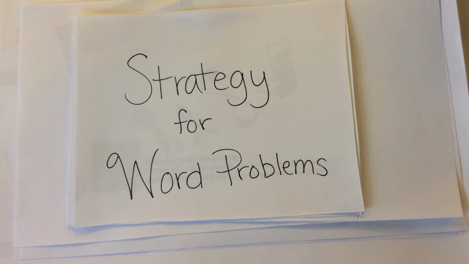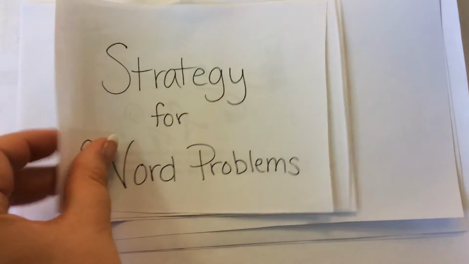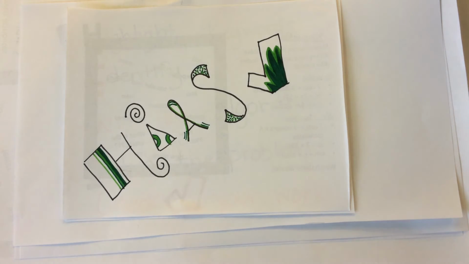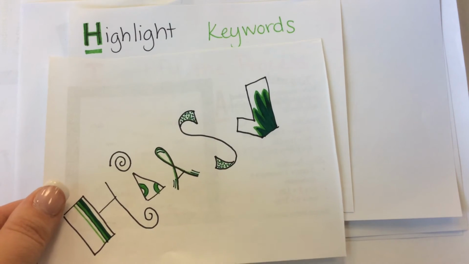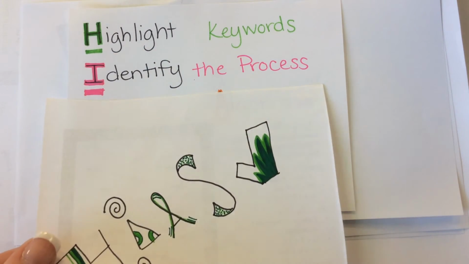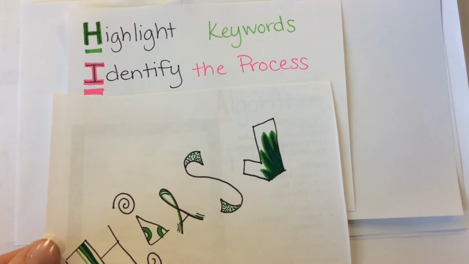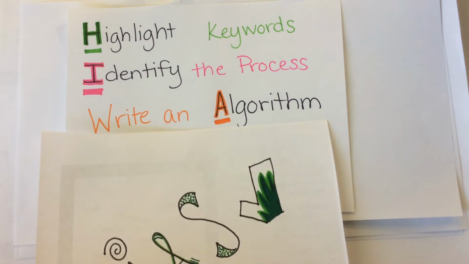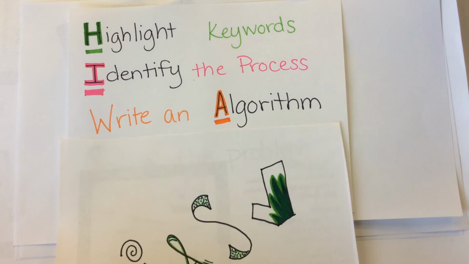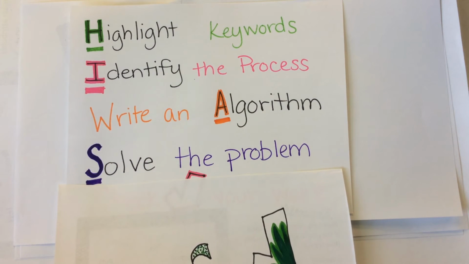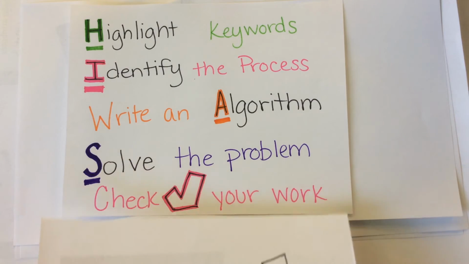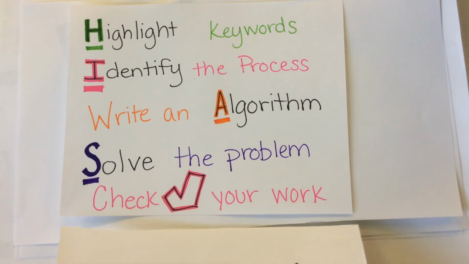This brings us to our strategy for word problems. We're going to be using this year the HIAS check strategy. The H stands for highlighting keywords. The I stands for identifying the process. The A stands for writing an algorithm. The S stands for solving a problem. And then, of course, you need to check your work.